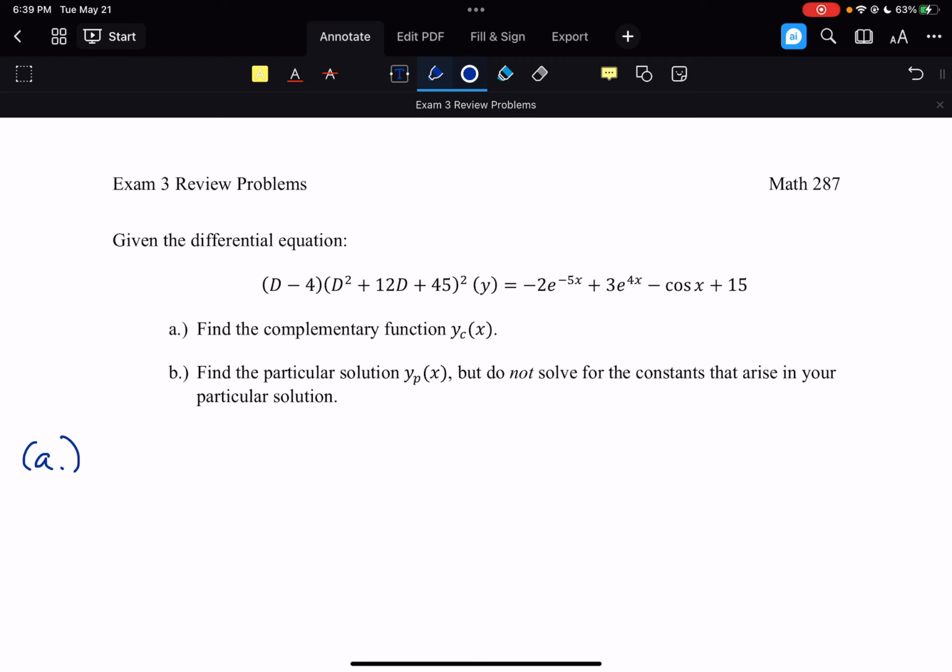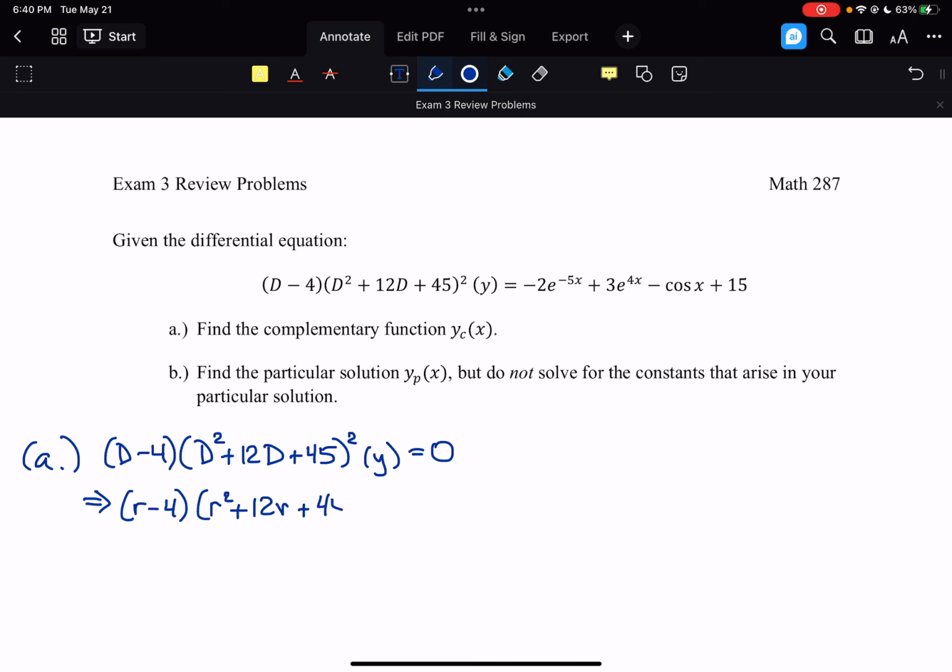For the complementary solution, we're going to need to solve the corresponding homogeneous differential equation. So we're going to take (D minus 4)(D squared plus 12D plus 45) squared of y equals 0. And we need to convert this into the auxiliary equation. So that's going to be (r minus 4)(r squared plus 12r plus 45) squared equals 0. And we need to get the roots for this auxiliary equation. The first one, of course, r is 4.